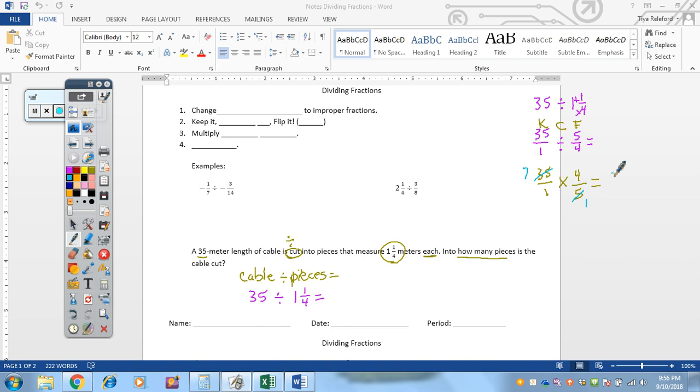So 7 times 4 and 1 times 1, any number over itself is itself. Or I'm sorry, any number over 1 is itself. So how many pieces is the cable cut? The cable is cut into 28 pieces.